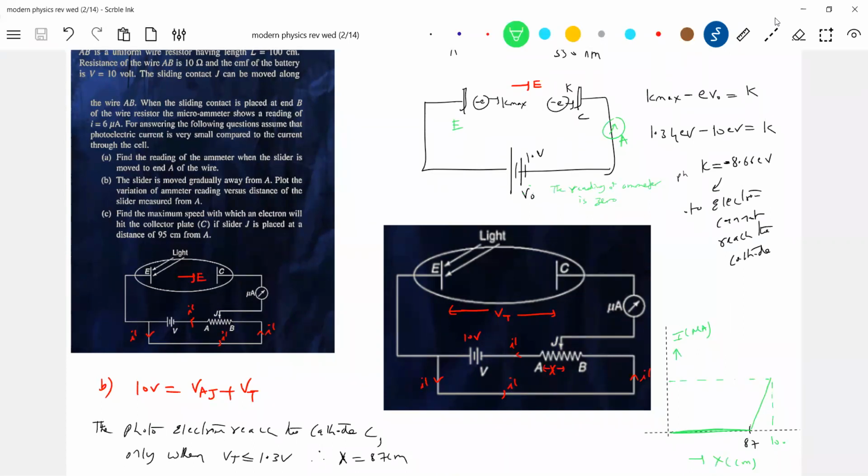How will the graph be? Some sort of concave up, sir, because when the length x is 87 centimeters, only the electrons which are ejected with maximum velocity can reach C, and the number of such electrons is less. But when x is equal to 100, then all the electrons can reach C, so the total number will be more. It should be some kind of concave up.